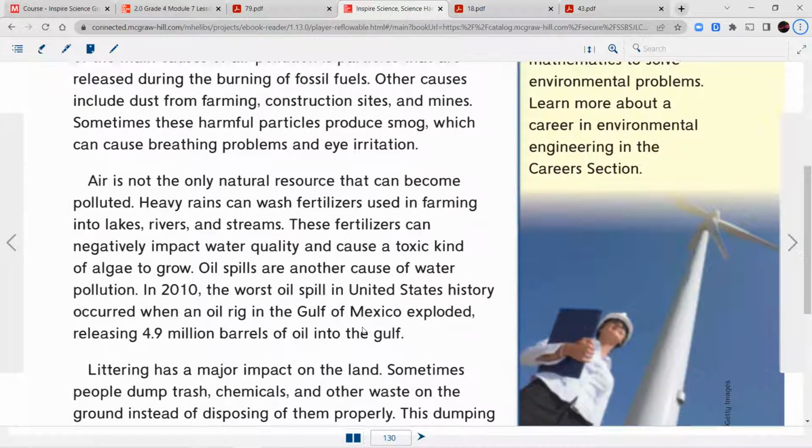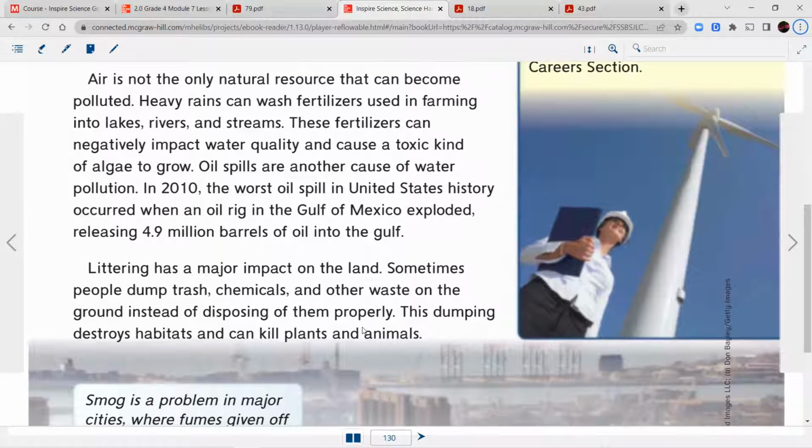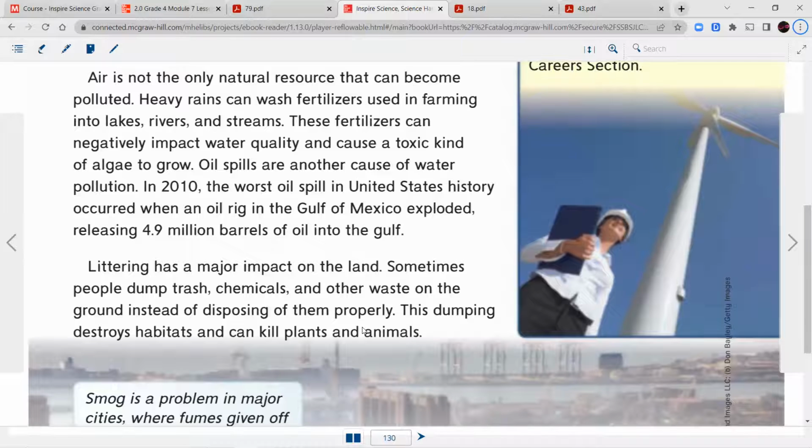Air is not the only natural resource that can become polluted. Heavy rains can wash fertilizers used in farming into lakes, rivers, and streams. These fertilizers can negatively impact water quality and cause a toxic kind of algae to grow. Oil spills are another cause of water pollution. In 2010, the worst oil spill in United States history occurred when an oil rig in the Gulf of Mexico exploded, releasing 4.9 million barrels of oil into the Gulf.